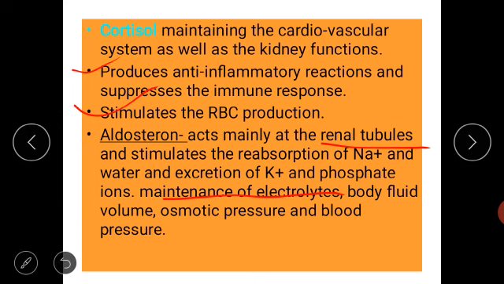Body fluid volume, osmotic pressure and blood pressure are all again regulated by the corticoids. So body fluids are maintained; the normal amount of body fluid is maintained. Osmotic pressure is maintained, blood pressure is maintained. So these are the diverse and many functions of these hormones.